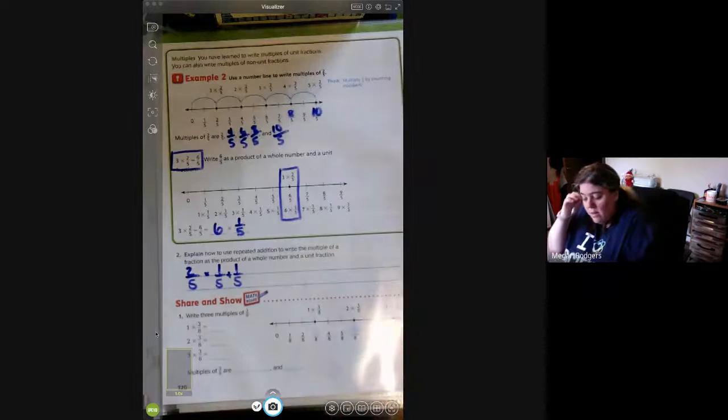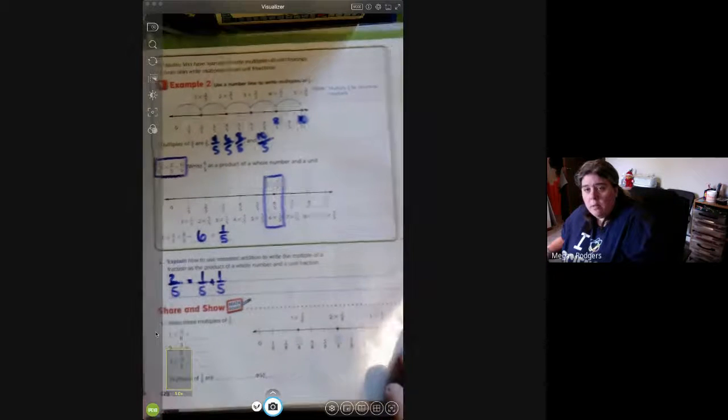Let's go ahead down here and move to the share and show. I know there's a terrible glare going there. Hopefully I can make that go away here. We'll see how that works.